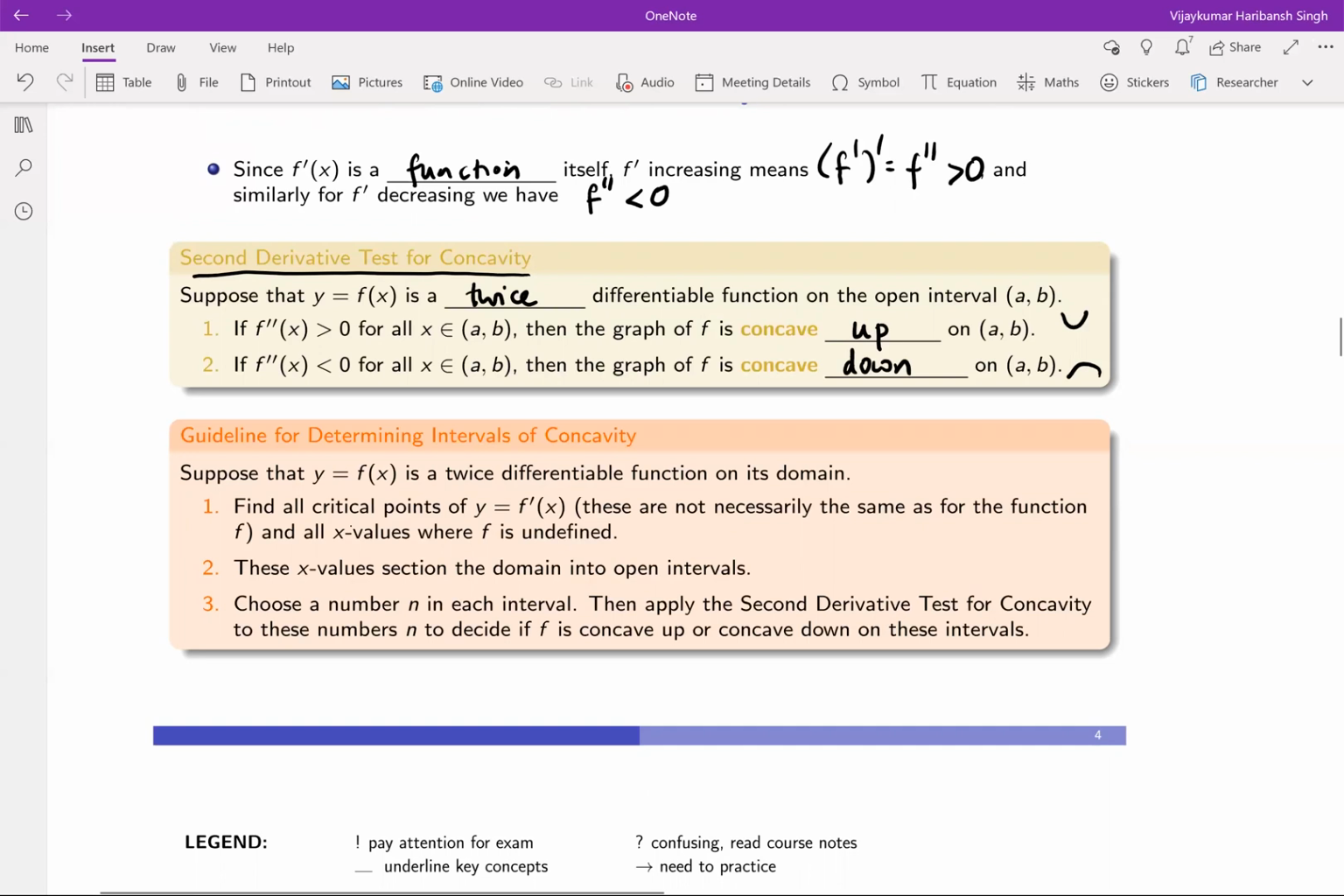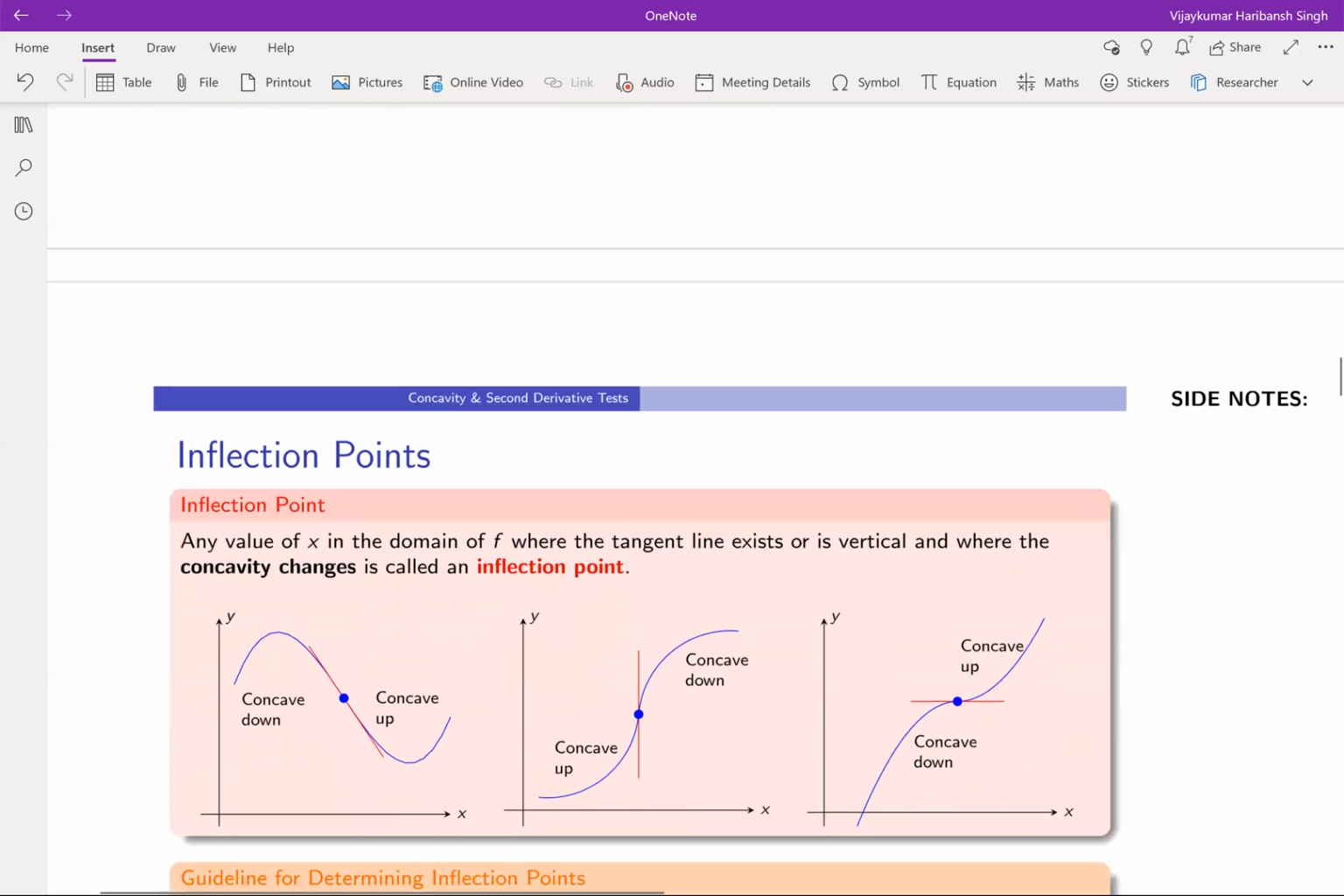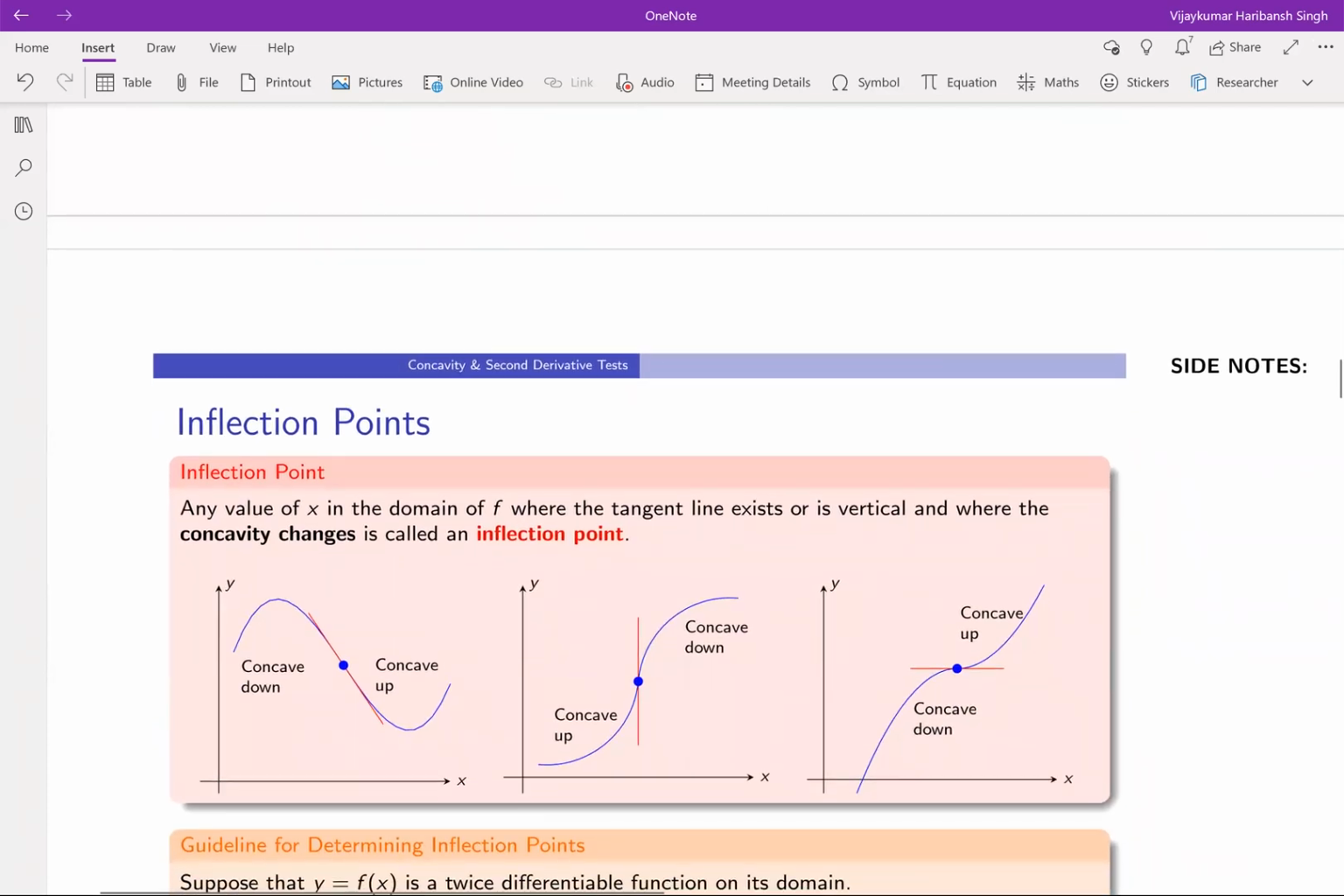So let's see how we go about it. We start with the critical points of y equals f of x. At any value of x in the domain of f, where the tangent line exists, it's either vertical, like that, same here, or it is a point where the concavity changes. So you see here the concavity changes. Here the concavity changes, right?